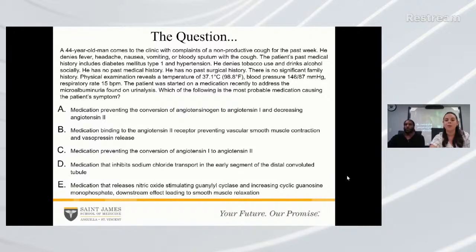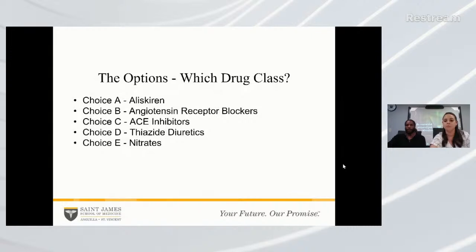So what I want to do is, each of these choices is describing the mechanism of action of a medication that has already been well discovered, well researched. So I just want to go forward and look at what the drugs are. So choice A, our renin inhibitor, is aliskiren. Choice B was an angiotensin receptor blocker. Choice C was our ACE inhibitors. Choice D was a thiazide diuretic. And choice E was a nitrate.